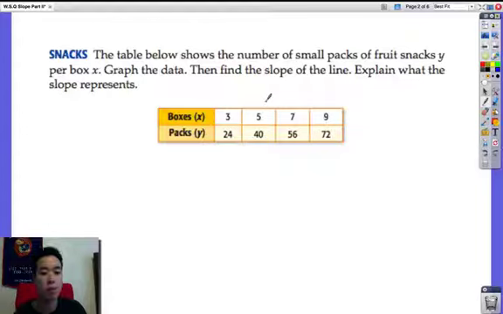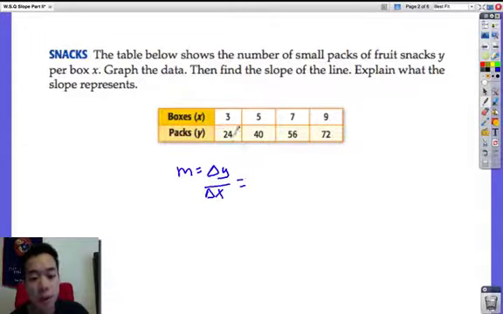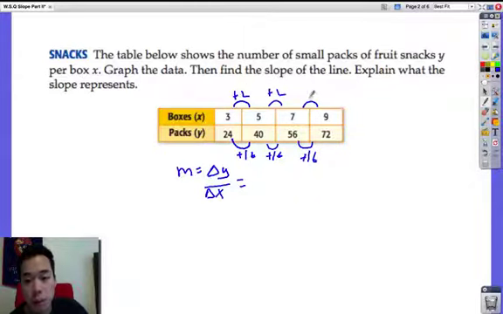A different way to do slope is with a horizontal table. Here, again, slope is change in y over change in x. My change in y: 24 to 40 is +16, +16. I'm just making sure the rate of change is constant. And then 3 to 5 is +2, +2, +2. So my slope is 16 over 2, or 8 over 1, which is just 8.